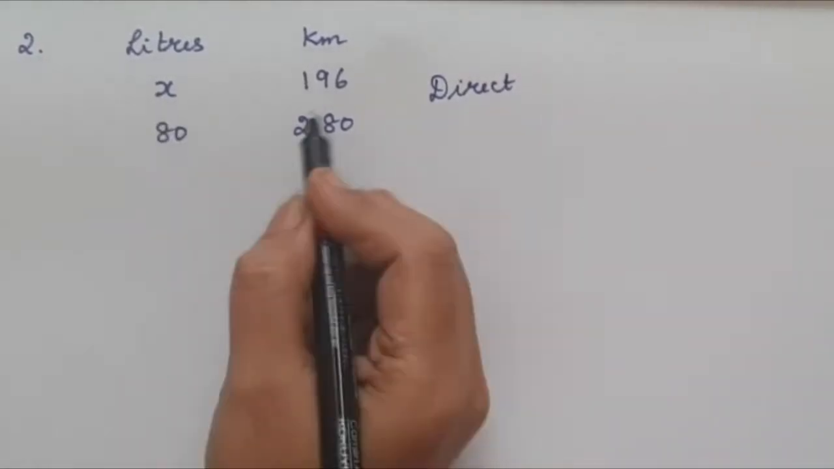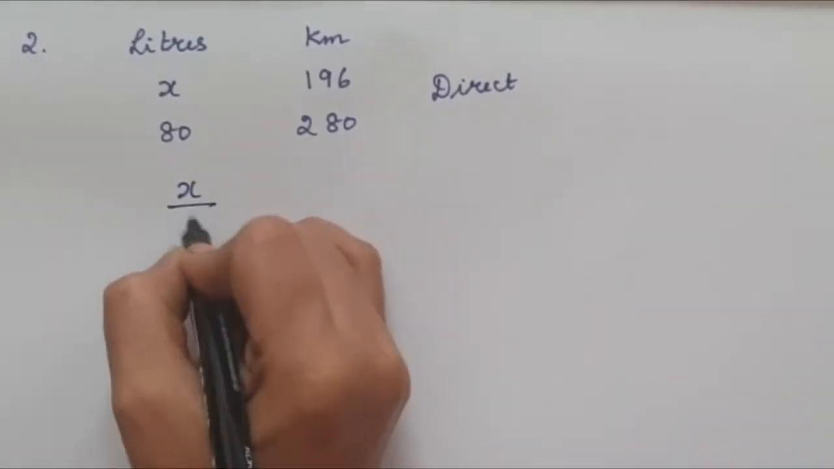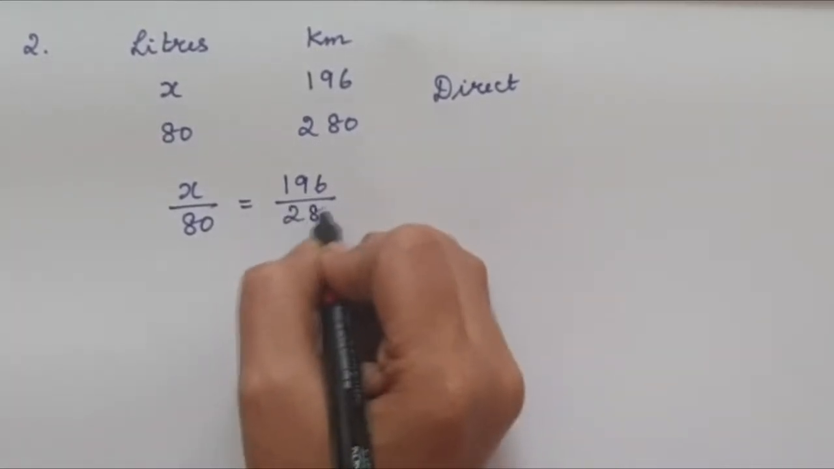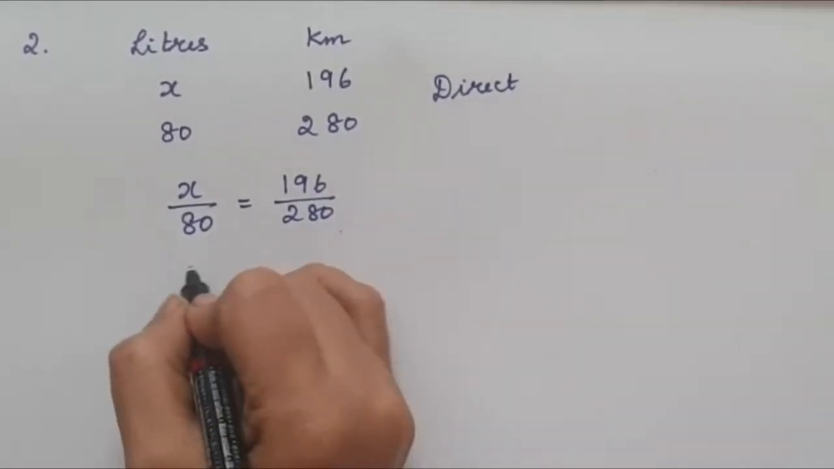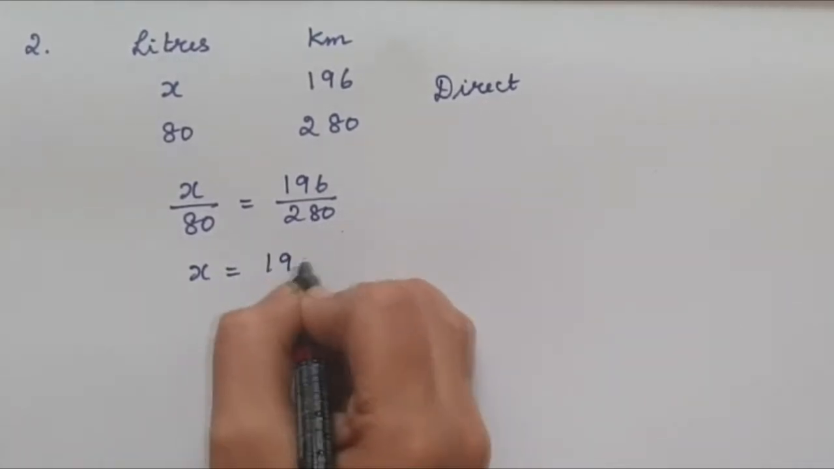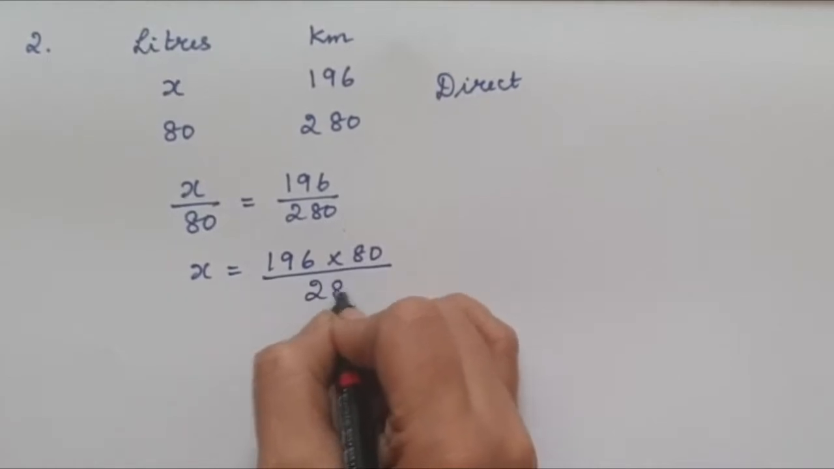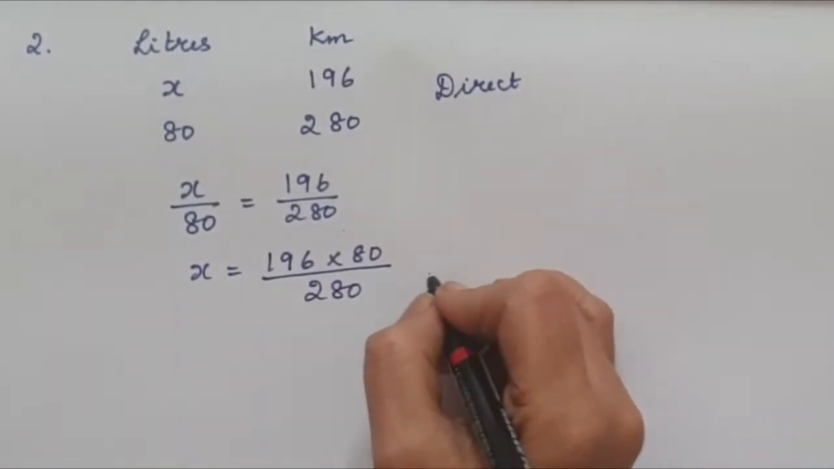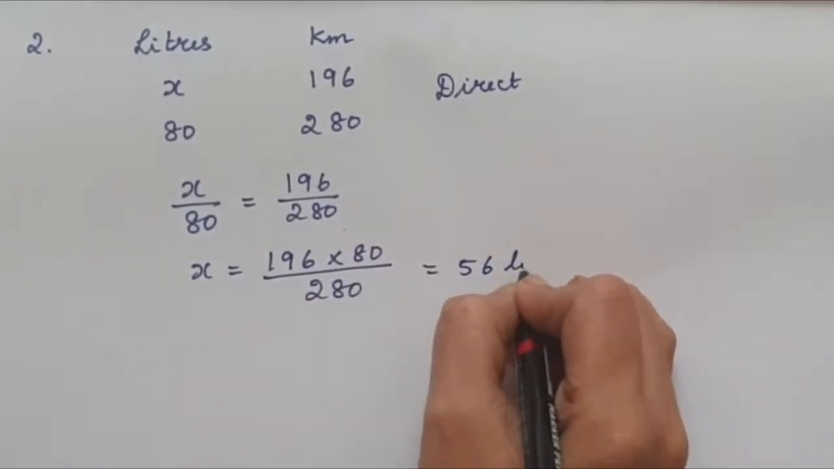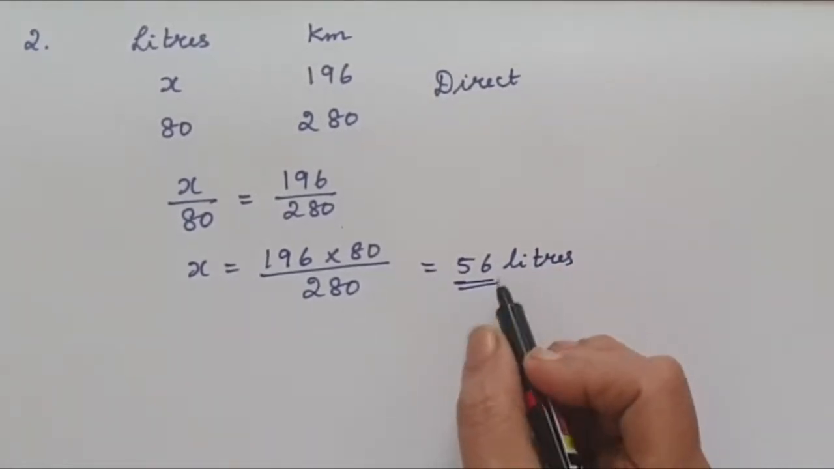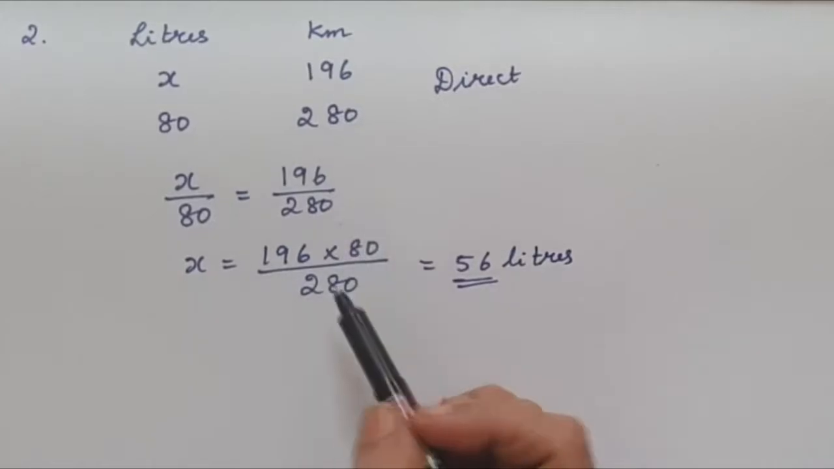When it is direct, we write it directly. So x over 80 will be equal to 196 over 280. So from here we will get x equal to 196 into 80 divided by 280. So it will give us 56 liters. For 56 liters of petrol, the lorry can travel 196 kilometers.